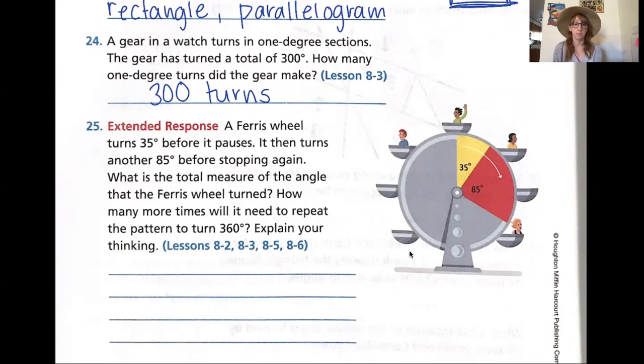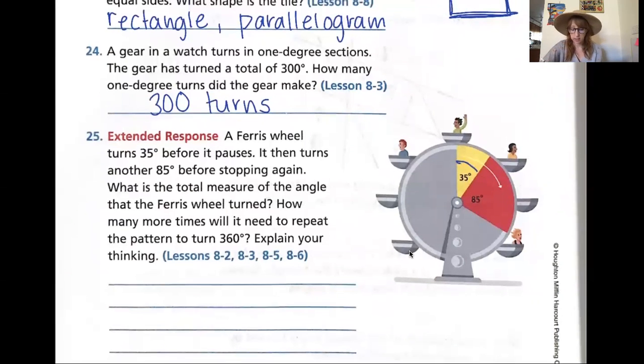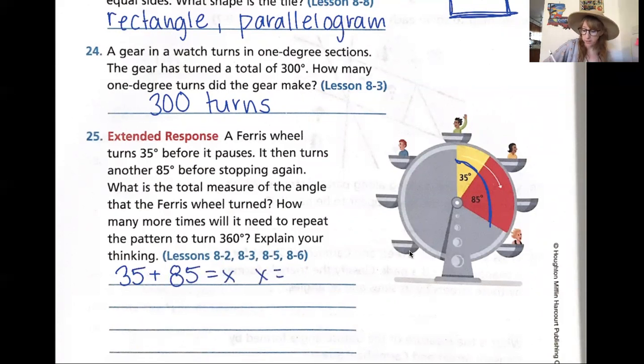Explain your thinking. So the first thing that you're going to look at is how much has it turned total so far. So it turns this yellow part and stops, and then it turns this red part again and stops. So what's this total angle measure? So we're going to take 35 and 85 and add those together. And you should get 120 degrees.